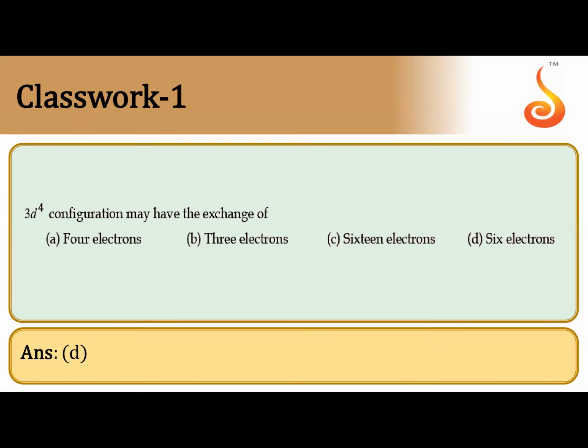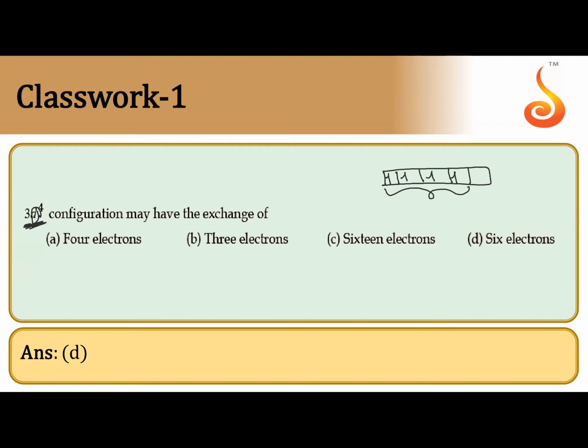Let's do this. Okay, this is actually the question that I was mentioning. You have a 3d4 configuration. How will you write it, children? The d subshell. Like this only you will write, no? So 4 unpaired electrons are there. You will fill in like this. 4 unpaired electrons are there.